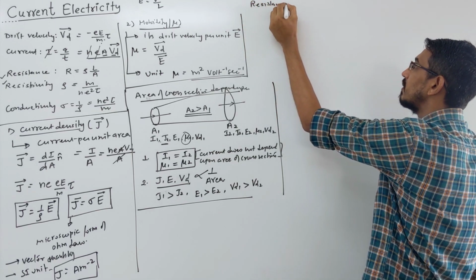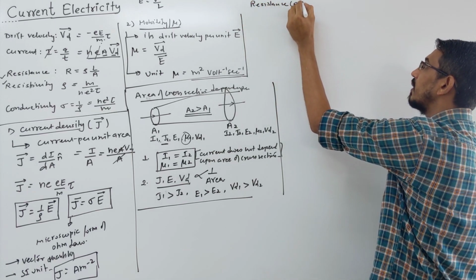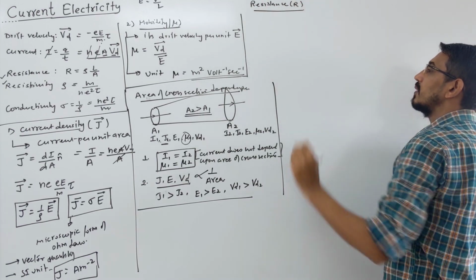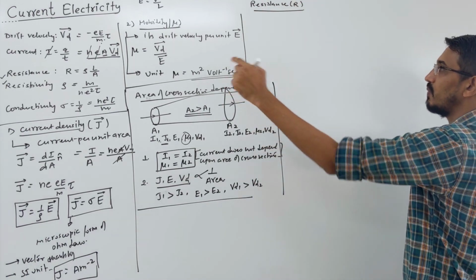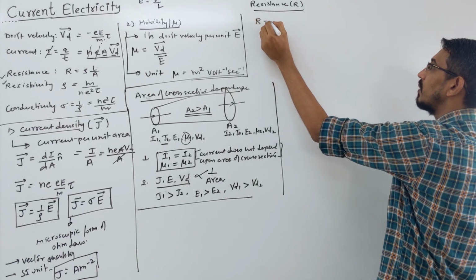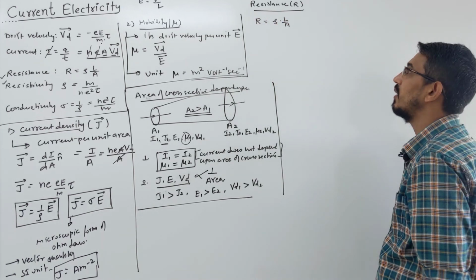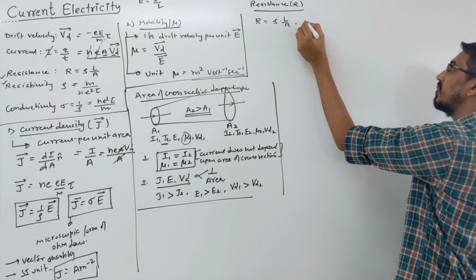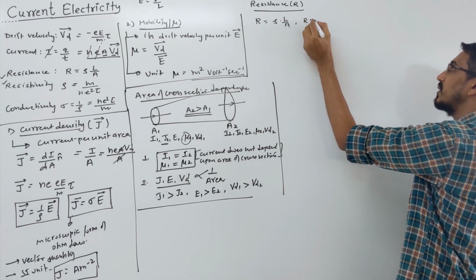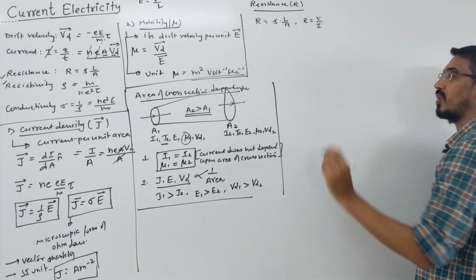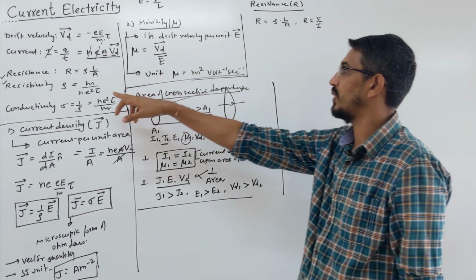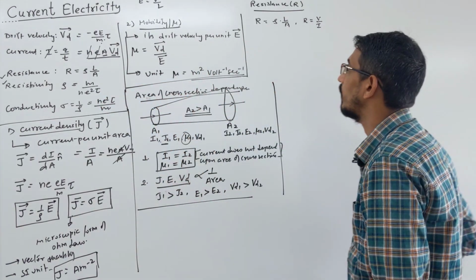Resistance, let's write R. Look here once more, the resistance formula is in front of you: resistance is rho L by A, correct? This is the general formula. Resistance you can also say in terms of potential, which is Ohm's law, V by I. Yes you can say, no problem. And you know the rho value also.